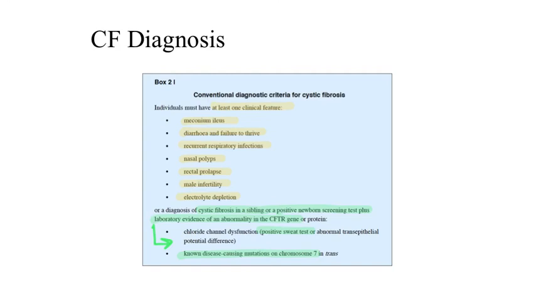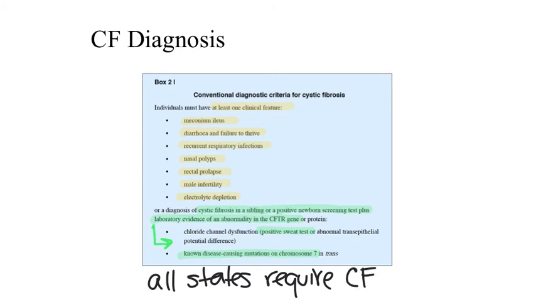As of 2010, all states require screening newborns for cystic fibrosis. And so the newborn screening test more and more has become the primary way in which individuals are diagnosed with cystic fibrosis, essentially at birth. The current median age of diagnosis is approximately 6 months of age.